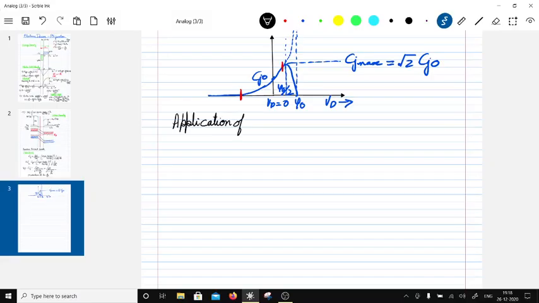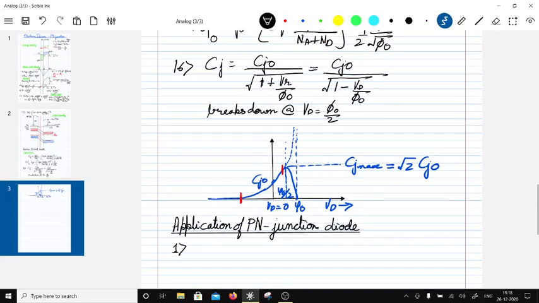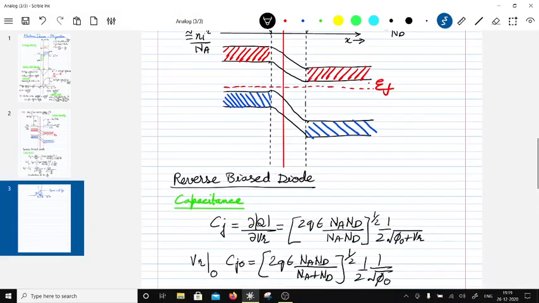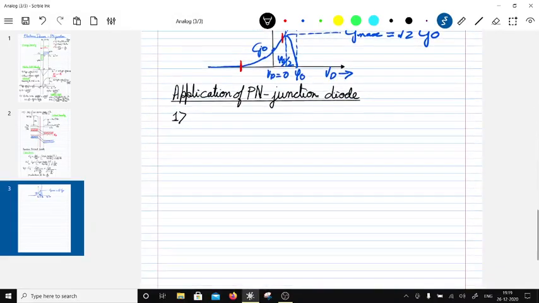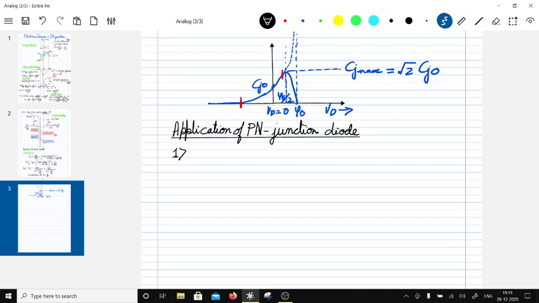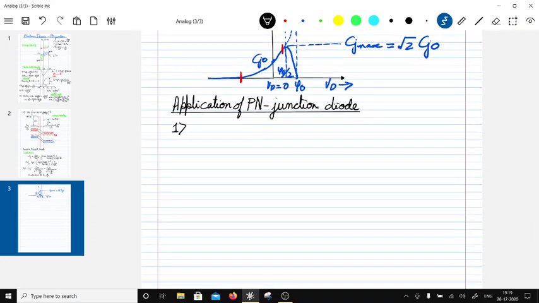Applications of p-n junction diode, and I'm talking about reverse bias, so we haven't yet looked at forward bias. One is that it is used as a rectifier, because it is obstructing the flow of charge when it is reverse biased, while it allows the current to flow when it is forward biased. We will talk about forward bias later on. So this is used as a rectifier.